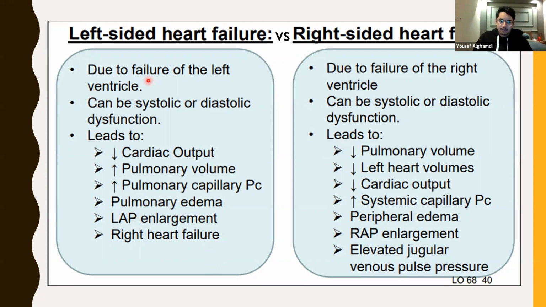In left-sided heart failure, you will have an increase in pulmonary volume. Makes sense, pulmonary edema, right? A lot of blood, a lot of volume. You'll have an increase in pulmonary capillary pressure. Also makes sense because of the pulmonary edema, right?